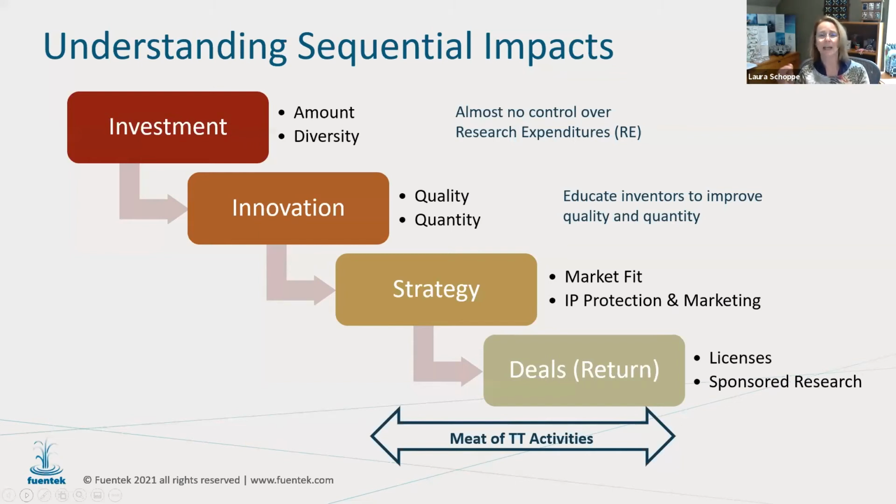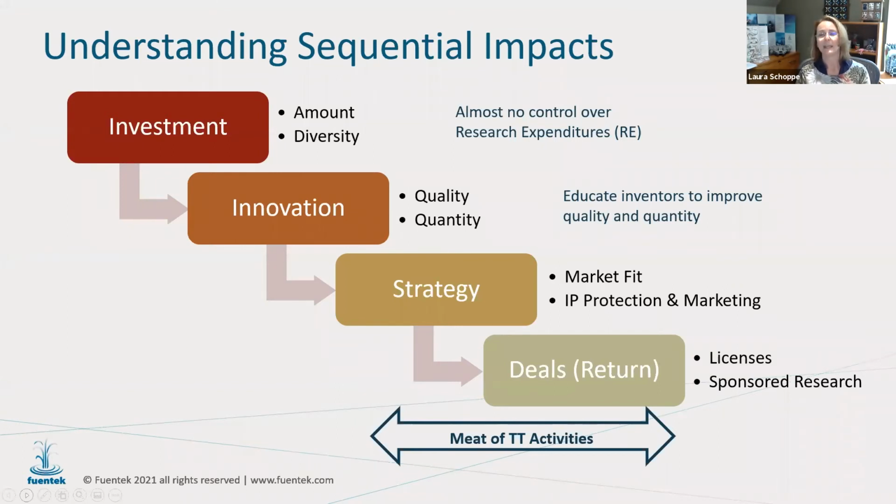The next step in that is how that money is used in creating innovations. And that's really more the inventors. And again, you've got some limited control over the quality and the quantity of the inventions that happen, but you can educate your inventors to make sure that they are aware that they should be submitting invention disclosures, and try to improve the quality of those disclosures, as well as their understanding of the markets that would use any types of inventions they have, because the more knowledgeable they are about industry, the better their chances are of addressing problems that might be relevant.